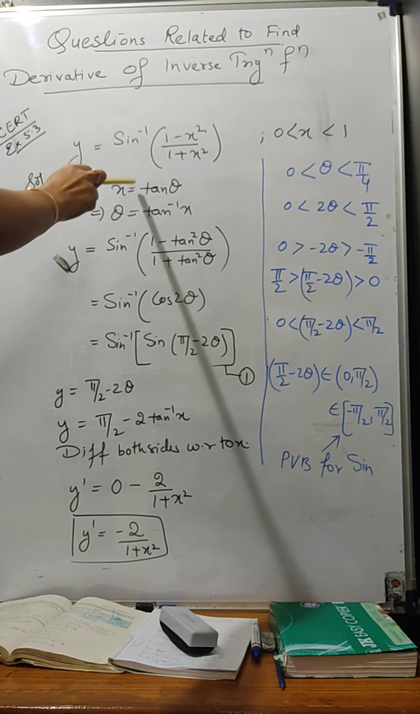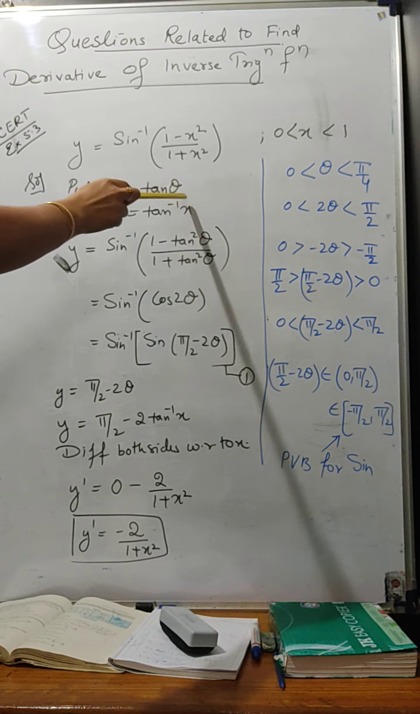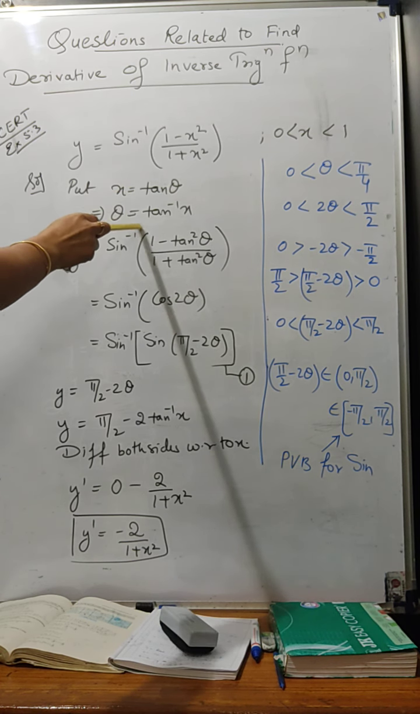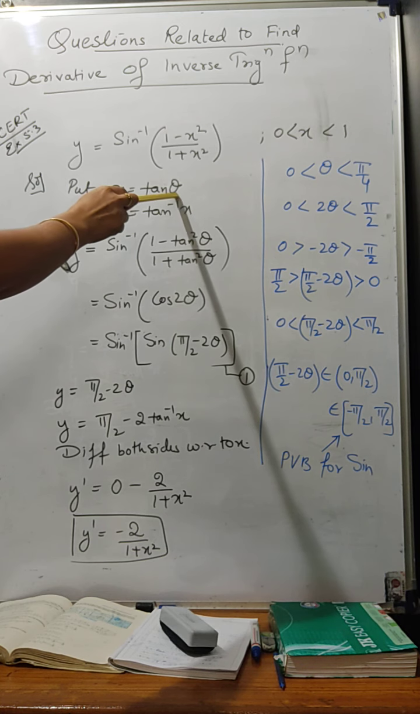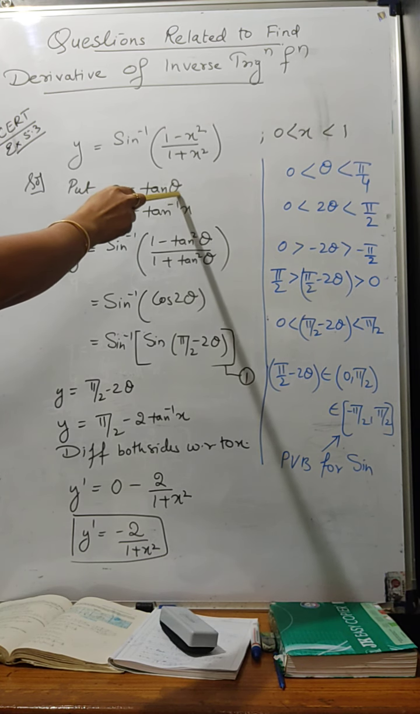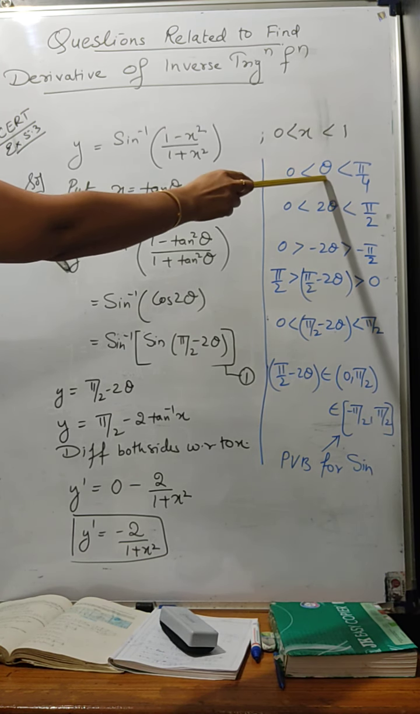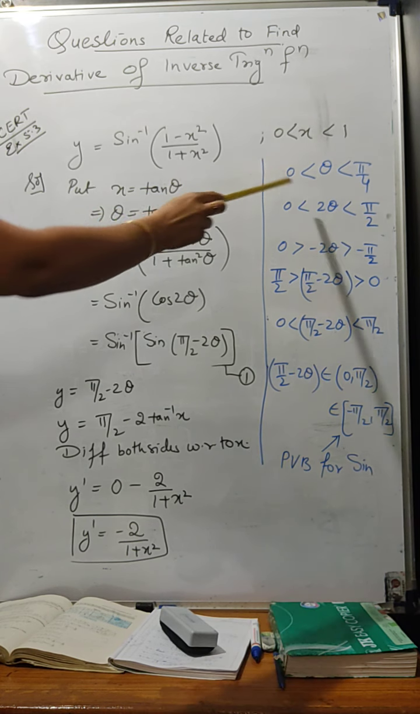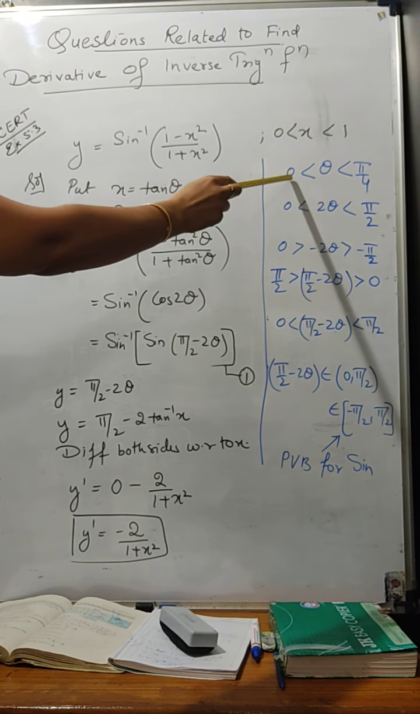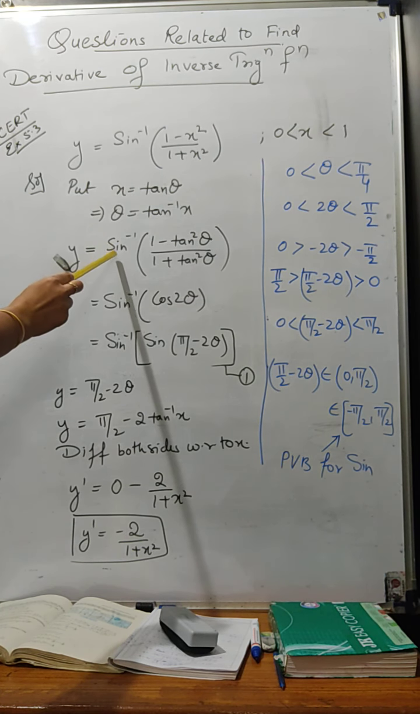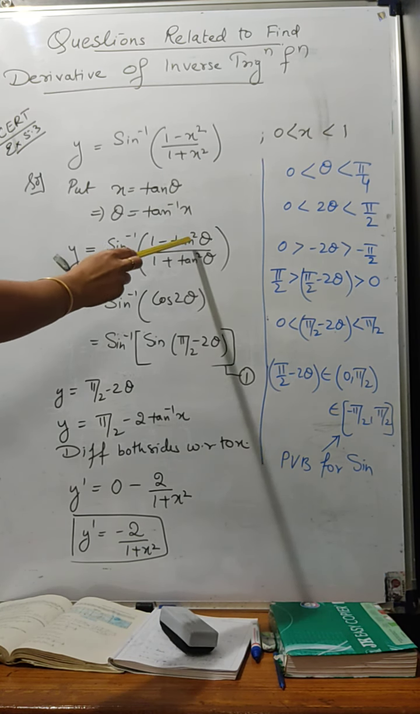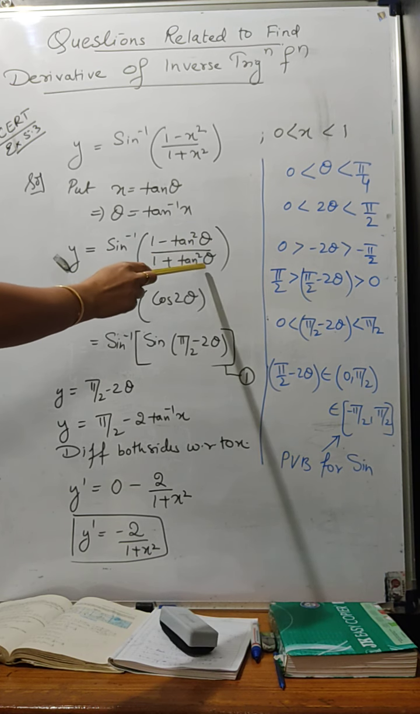So again we will be substituting the same, x equal to tan theta. So theta will be equal to tan inverse x. Now whatever value of x we have taken, the same value, that means the same theta, has to be replaced for the tan function, and for tan function 0 means 0 radian and 1 means pi by 4 radian. Now substituting, sine inverse of (1 minus tan square theta) upon (1 plus tan square theta).